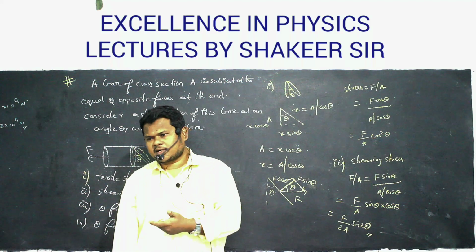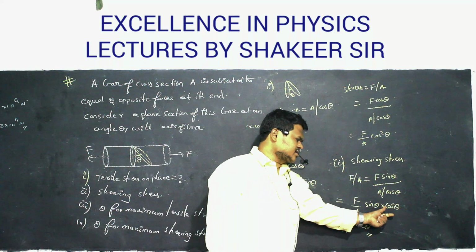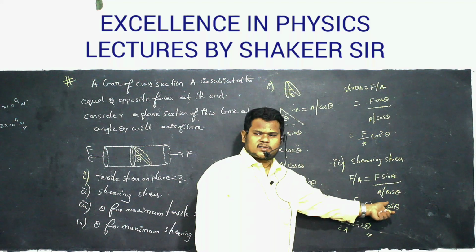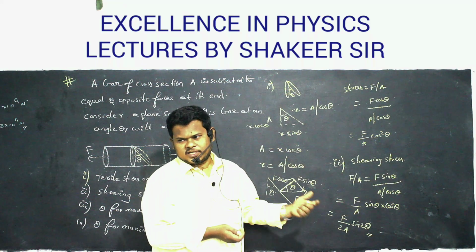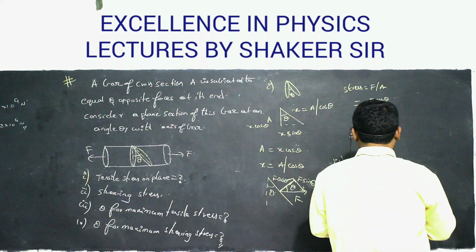Because 2 sin theta cos theta is equal to sin 2 theta. But here I have only sin theta into cos theta, no? So I can multiply and divide by 2. It was 2 sin theta cos theta divided by 2. So this is the shearing stress, which I have to apply. Clear? Now there is one more question also, the third question.